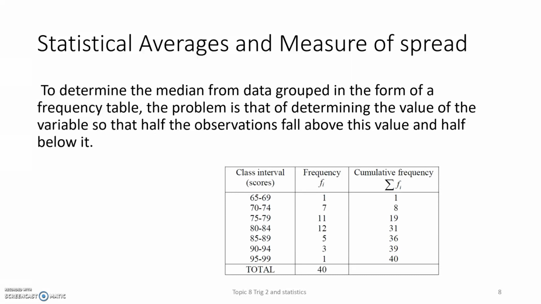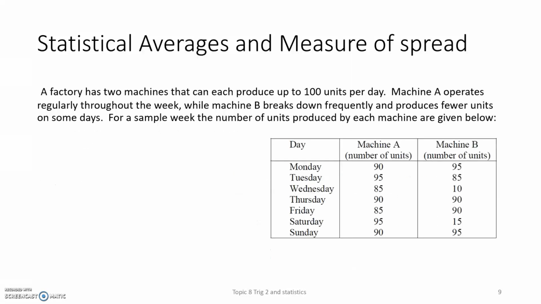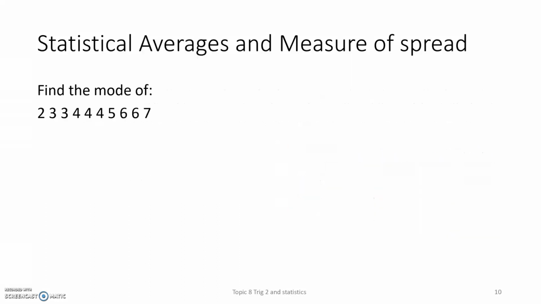This example we will do in class. And this example we will do in class. Straight out set of numbers here, find the mode of them. Now the mode is the most common. In this case, the mode is the one that occurs most often. There's 1, 2, 2 3s, 3 4s, so it must be 4.